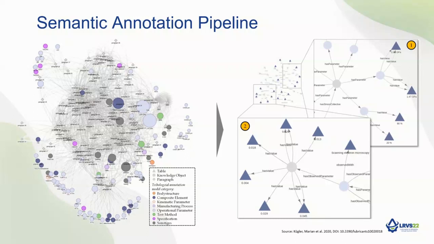The generated knowledge graph is a complex network of nodes and relationships. Thereby, the size of the nodes corresponds to the number of mentions of a knowledge object within the publication. The output from the document analysis module, on the other hand, is a graph generated from the question template, which can be seen on the right-hand side of the slide.